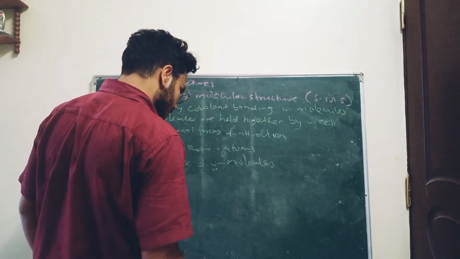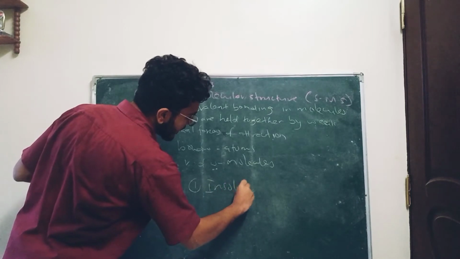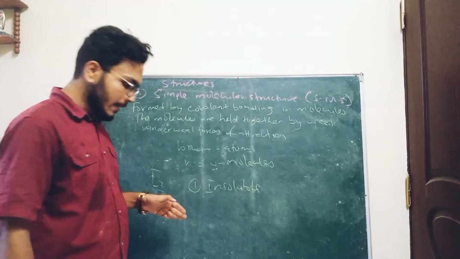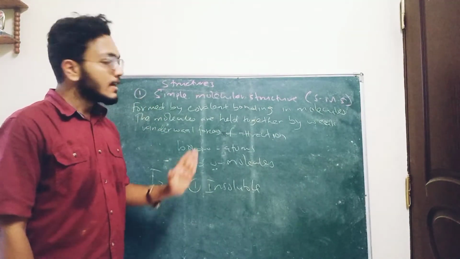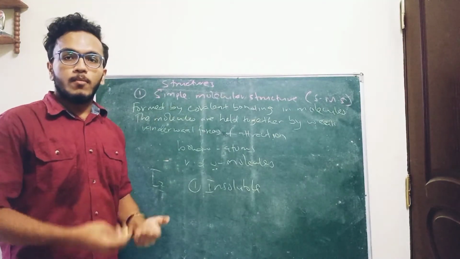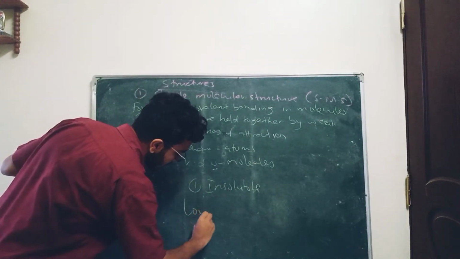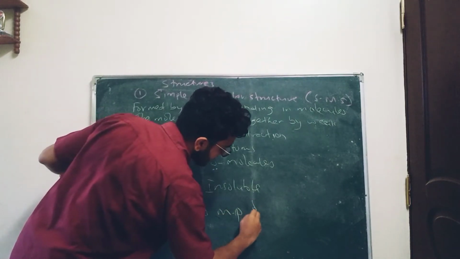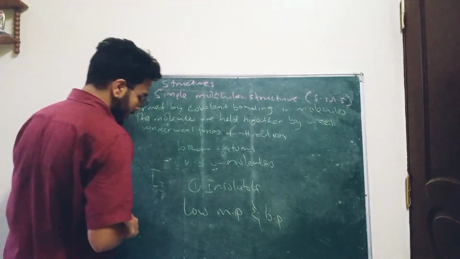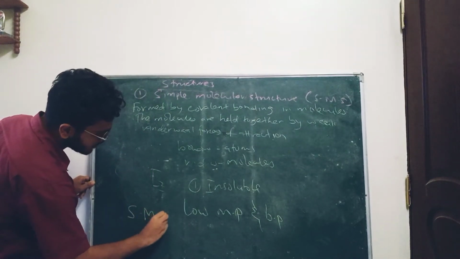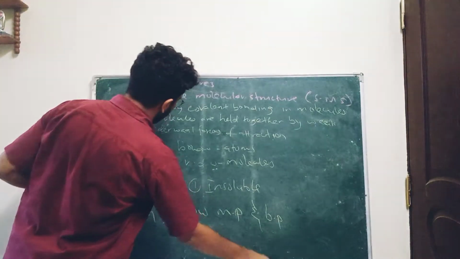Properties of compounds with a simple molecular structure. One, they are insoluble in water, except the polar ones, which are soluble. Secondly, they do not conduct electricity due to lack of mobile ions. They do not dissolve in water, hence they lack mobile ions to conduct electricity. Third, they have low melting and boiling points. Why? Because they have a simple molecular structure with weak van der Waals forces of attraction, which require less heat energy to break.